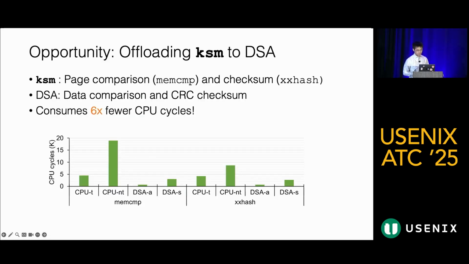The answer is yes. In the previous slides, we broke down the CPU cycles consumed by KSM, and we can see that there are two most expensive operations, page comparison and checksum. Fortunately, they can be replaced directly by the DSA's data comparison and CRC checksum calculation. This offloading opportunity is very promising because, as shown in this figure, DSA-based operations take 6 times fewer CPU cycles than CPU-based ones. But DSA is not a drop-in solution, and we will see why offloading alone is not enough.